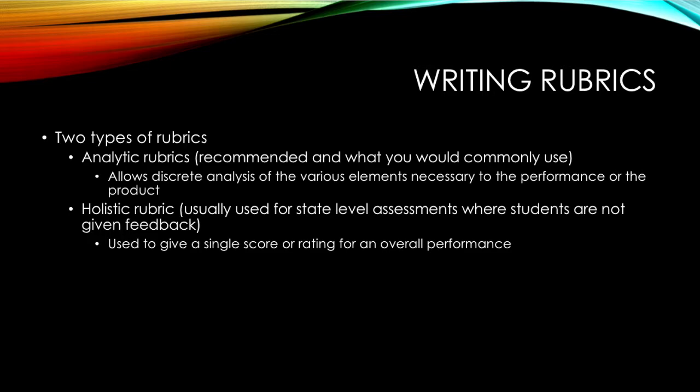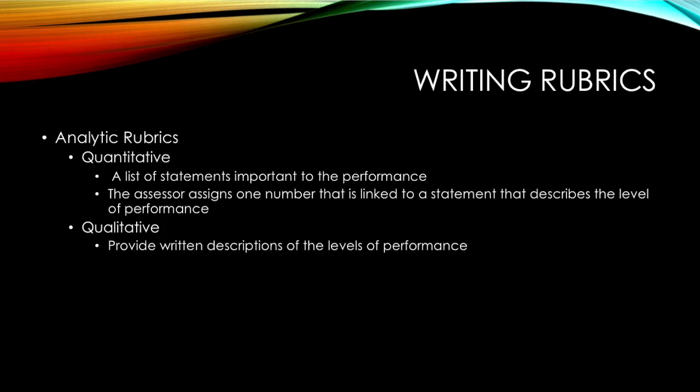And so the analytic rubrics, the examples that I'm going to talk to you about are the qualitative and quantitative rubrics. The quantitative is a list of statements important to the performance. These also might be thought of as your cues. And then you're going to assign one number that is linked to a statement that describes the level of the performance. The qualitative rubric is provided with written descriptions of the level of performance. So when you think of qualitative, you want to think of lots of words. When you think of quantitative, you want to think of numbers.